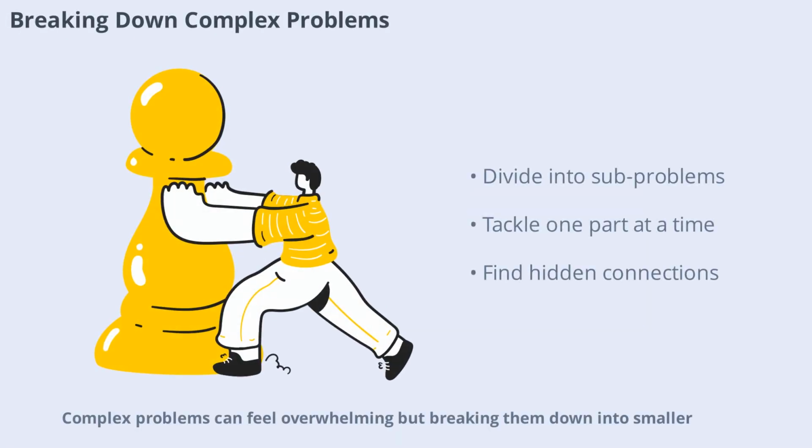Complex problems can feel overwhelming, but breaking them down into smaller, manageable parts makes them easier to tackle. Start by dividing the problem into subproblems or components. Address each part individually and look for connections between them. This method not only simplifies your analysis but also reveals hidden relationships that might be key to finding effective solutions.